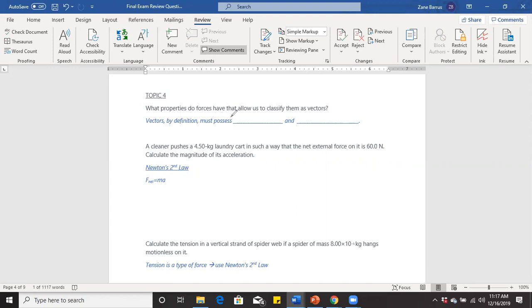What properties do forces have that allow us to classify them as vectors? So remember way back when, from topic 2, I believe it was, we talked about these things called vectors. And there were 2 things that made a vector a vector. Vectors, by definition, must possess magnitude, and direction. So unless a quantity has magnitude and direction, you cannot call it a vector. So that's what you got to remember. Vectors need magnitude and they need direction.